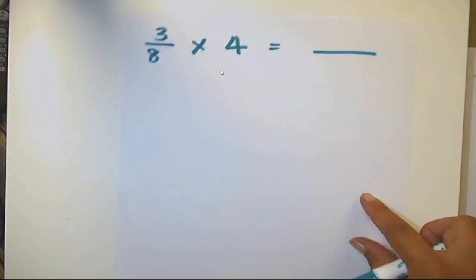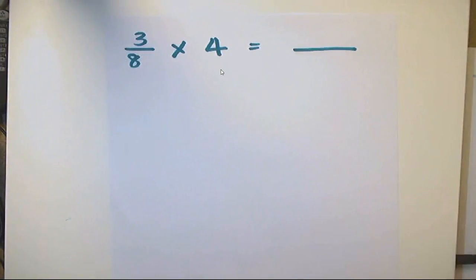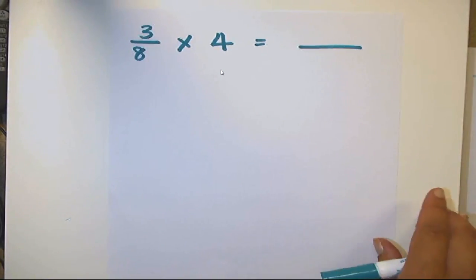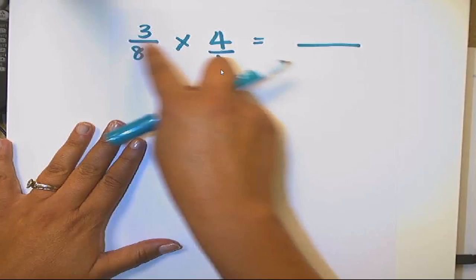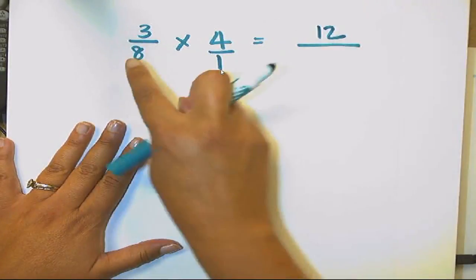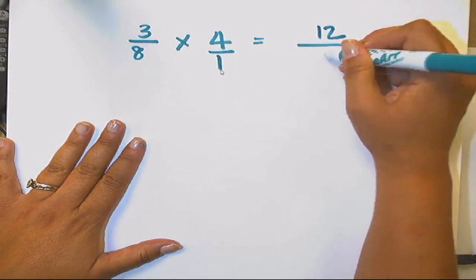Now let's do another one that's kind of just like that one. We have 3/8, and we're going to multiply it by 4. Let's turn that 4 into a fraction by giving it a denominator of 1, and then we'll multiply across the board. 3 times 4, 12. 8 times 1 is 8.